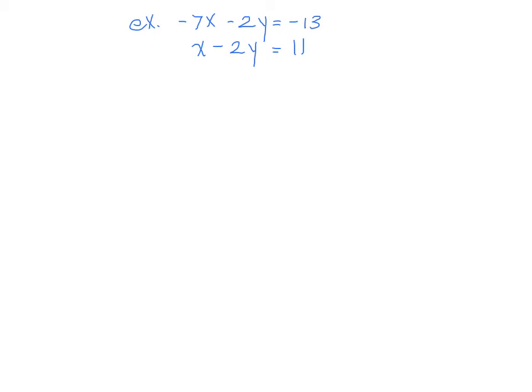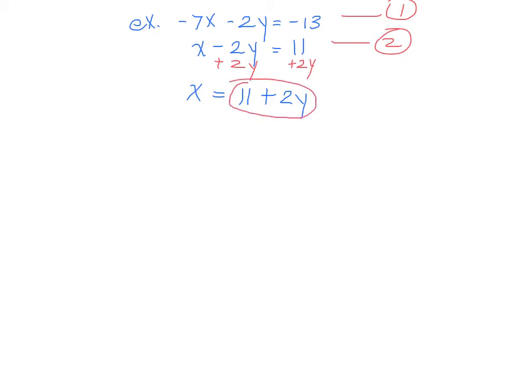Let's number these equations. It would be easier to do it with equation 2 because x is almost by itself. We just have to do one thing to get it by itself. So let's add 2y to both sides. And now we have x is equal to 11 plus 2y. So now this is something that we can take and substitute into our other equation for x. Let's see how that will work.